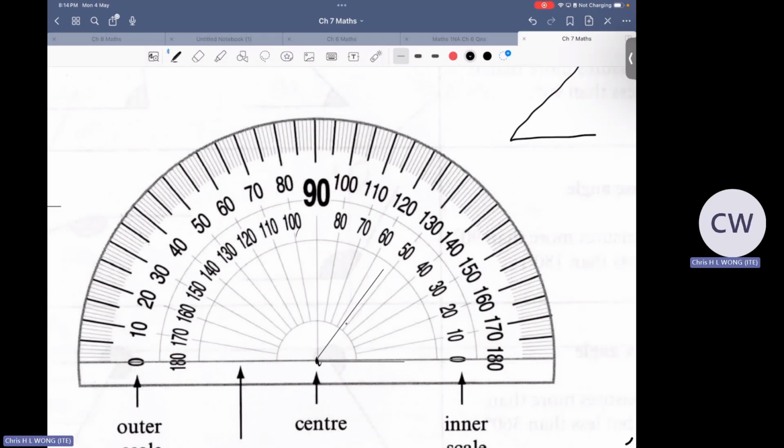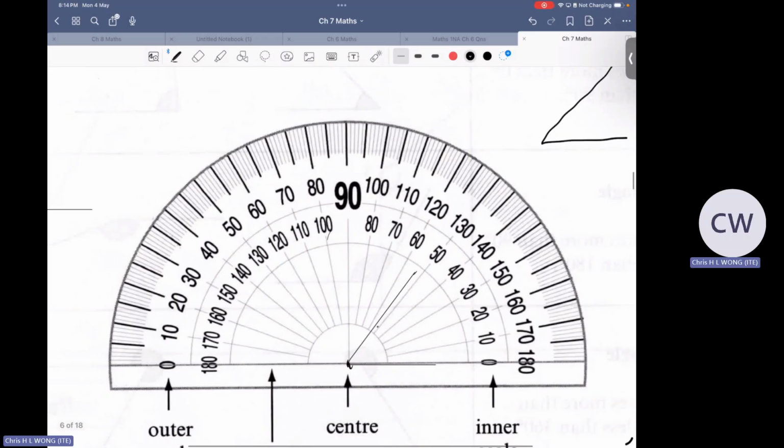Extend the line. Don't leave it like that. You must extend the line yourself in the exam. Put the ruler straight and draw the line high and straight, extend the line so that you can read it. You understand what I mean? Don't just put it there even though it is so short and try to estimate. Cannot. You must extend the line.